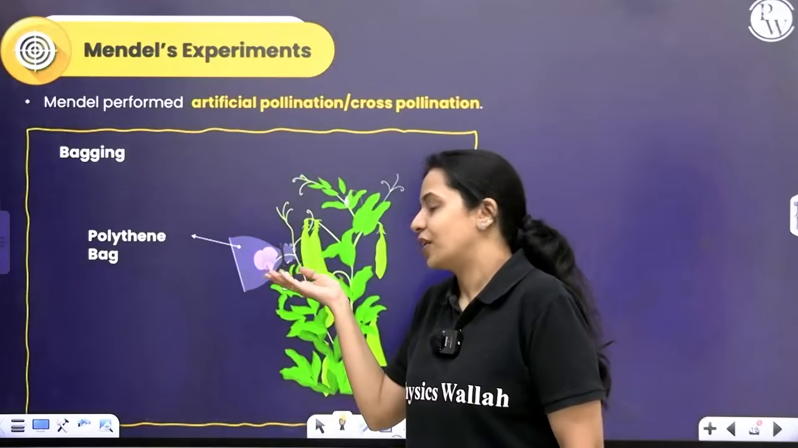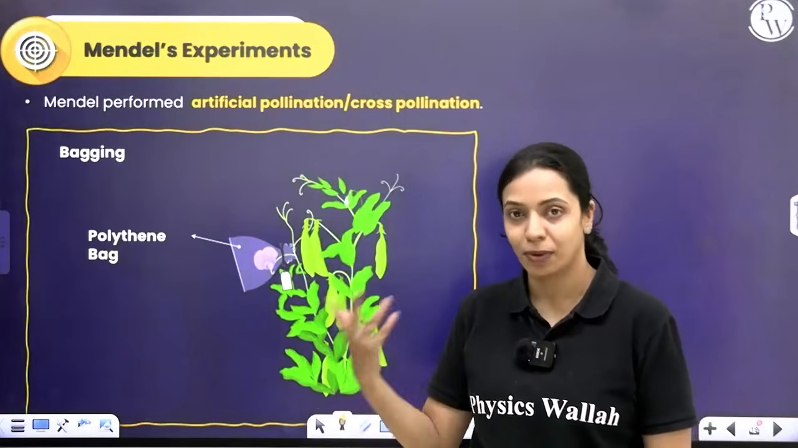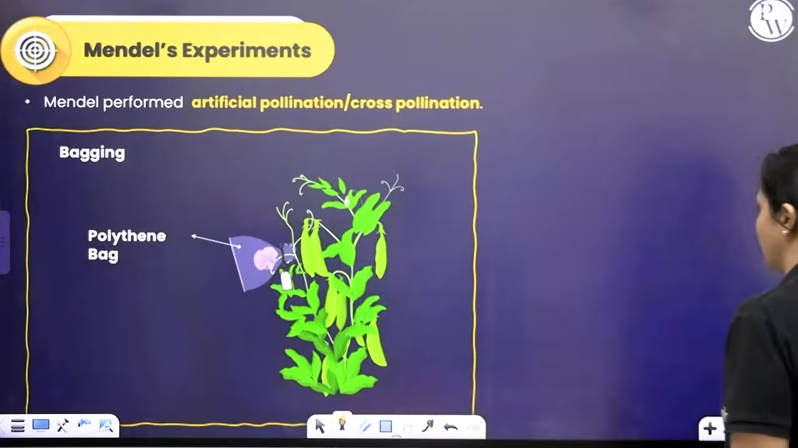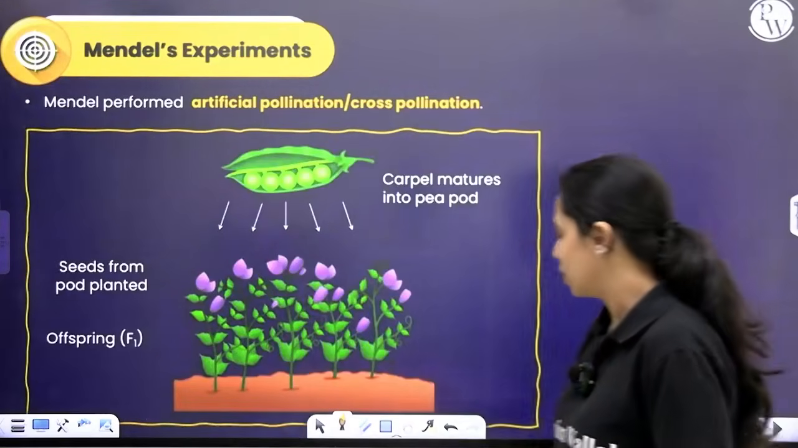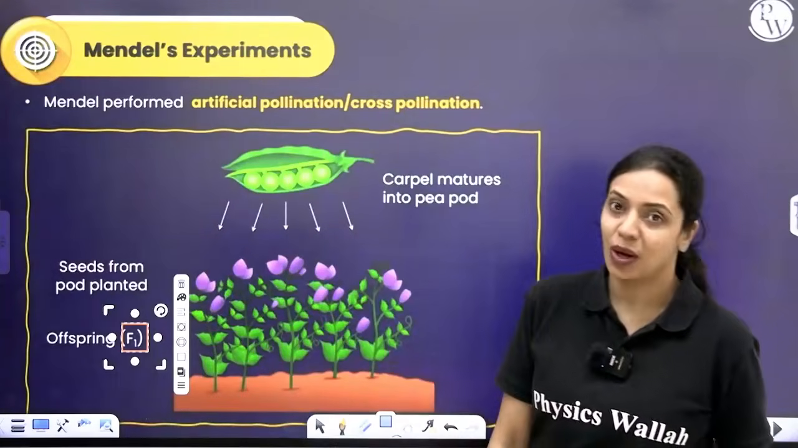And you will allow that flower to develop into a fruit, and then you will get the seeds, and that is your babies from this plant. That is the next generation. So he gets the next generation. The next generation is called the first filial generation. In short, we call it the F1 generation.